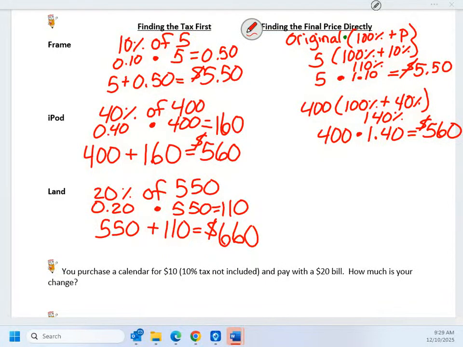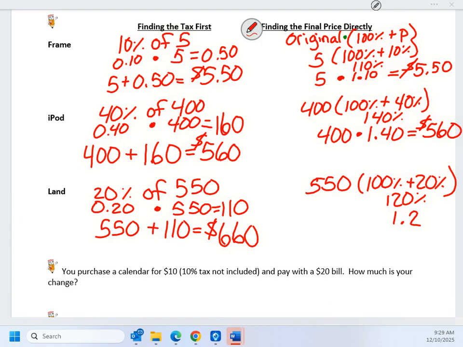What is the equation that I should be writing? Rhoda. 550 times, and then in parentheses, 100% plus 20%. What is 100% plus 20%? 120%. 120%, so how do we write that as a decimal? 1.2. 1.2. We know that 550 is right next to the parentheses, it means multiply. So what is 550 times 1.2? Evelyn? 660. 660.